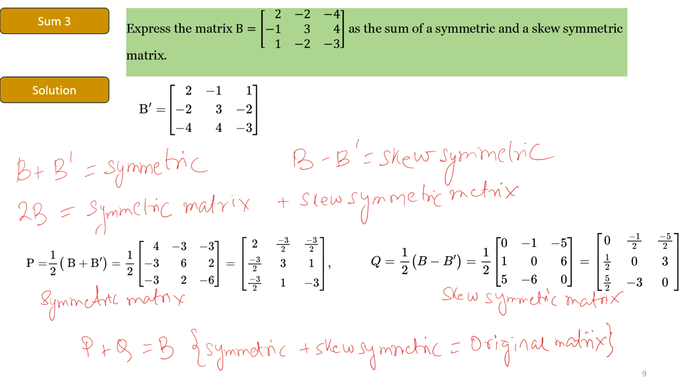P plus Q is equal to B. Hence, we are able to express the original matrix B as sum of a symmetric matrix which is P and a skew symmetric matrix which is Q.